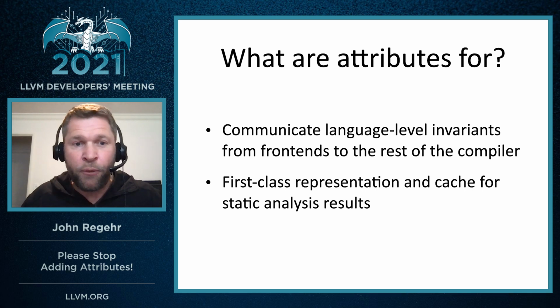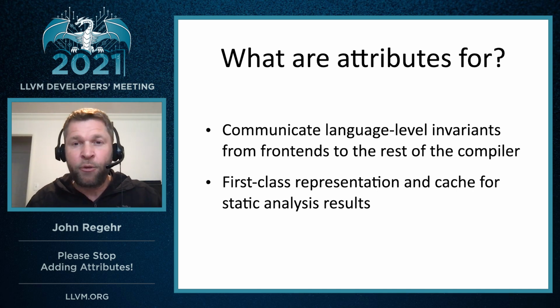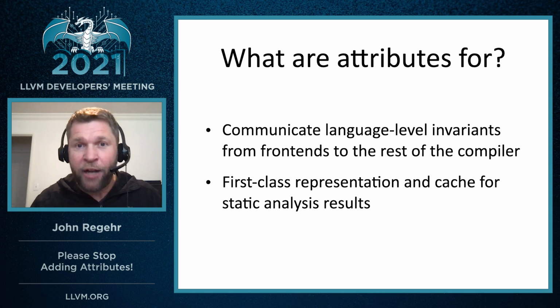Another thing attributes are used for is to provide a first-class representation for static analysis results. This first-classness is nice because we can include attributes that indicate the results of analyses in test cases, and we don't need to run the static analysis every time we run the test case. These can also serve as a cache. The analyses might be expensive, so these attributes can preserve the analysis results for as long as they're valid, and we don't need to keep rerunning the analyses. So that's what attributes are for.